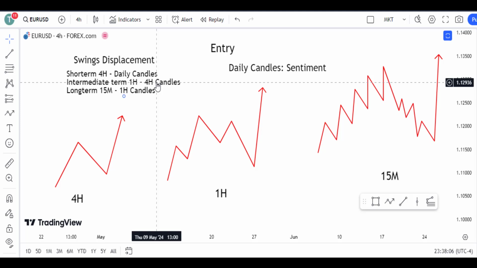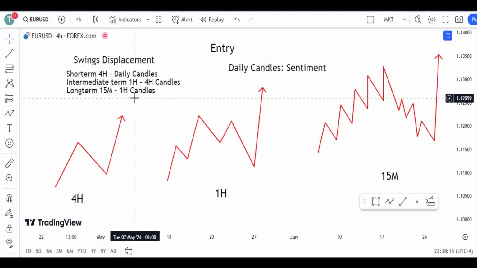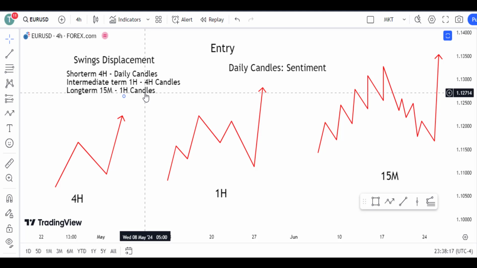Are you getting what I'm saying? And inside the long term, on the 15 minutes, know that you are trading the 1 hour candles. Are you getting me? So let me make it clearer.